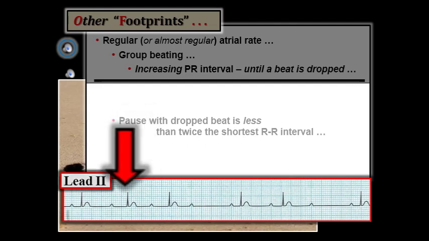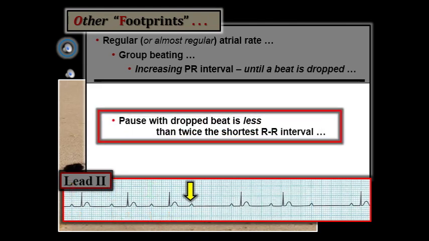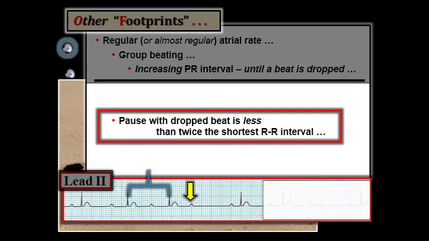Note the progressively increasing PR interval, red arrow to blue arrow to green arrow, until a beat is dropped, yellow arrow. So this rhythm clearly is AV Wenckebach. So we look to see if the pause containing the drop beat is less than twice the shortest R2R interval. This is the shortest R2R interval. Note that the pause containing the drop beat is clearly less than twice the shortest R2R interval, so that this example of Mobitz I exhibits typical Wenckebach periodicity. Pearl that is beyond the core.